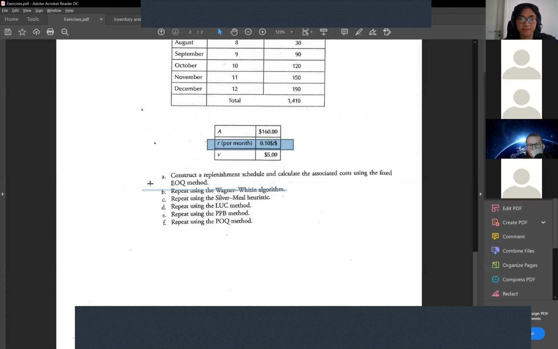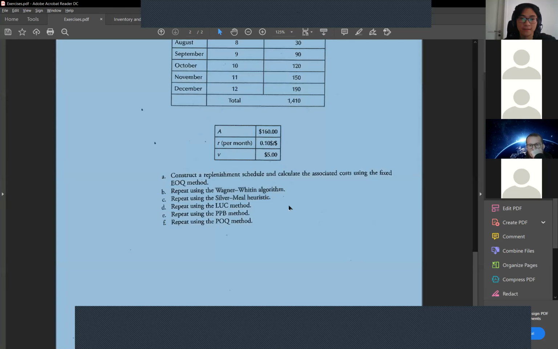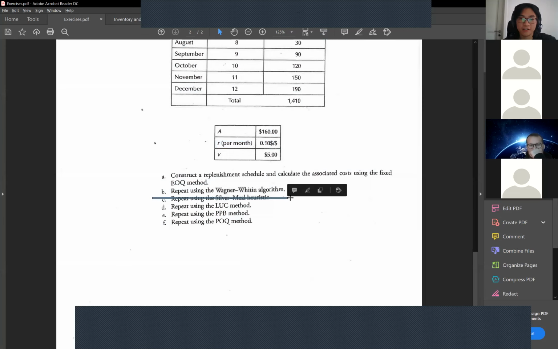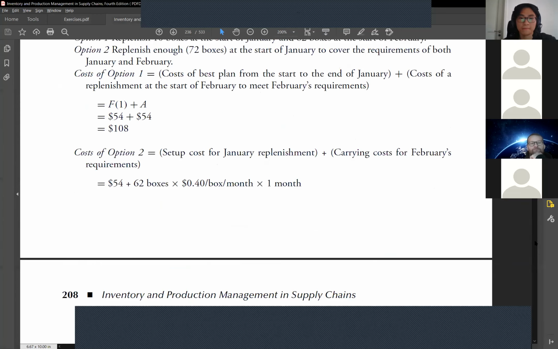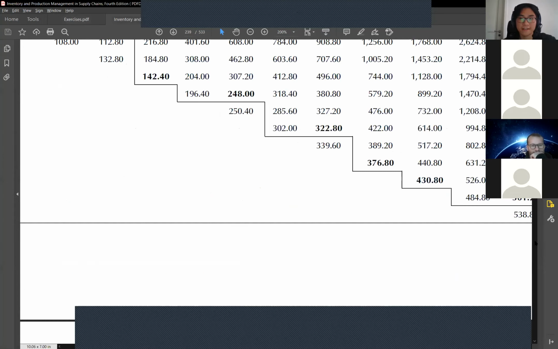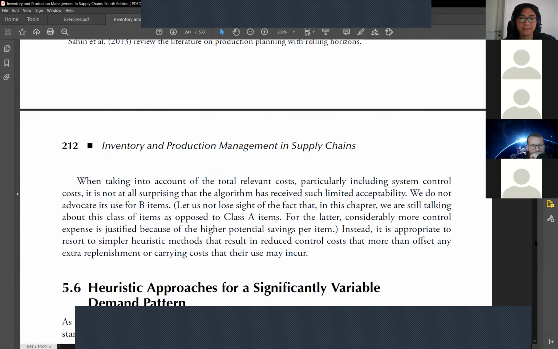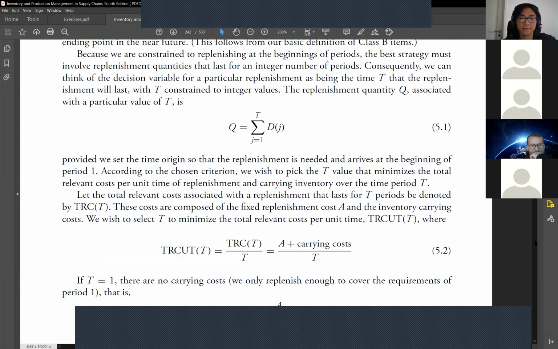We're gonna skip B and explain it at the last, because it's the hardest one. So next we're gonna look at silver meal, and silver meal is explained here.